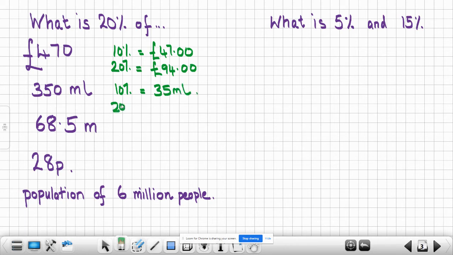So therefore, 20% is 70 mil. 2 times 35. I'm not writing these calculations out, because I'm hoping that with practice you can just double numbers quite easily. Next one, 68.5 meters. So we said 10% would be 6.85. And here, maybe because it's not such an obvious answer, let's do it.